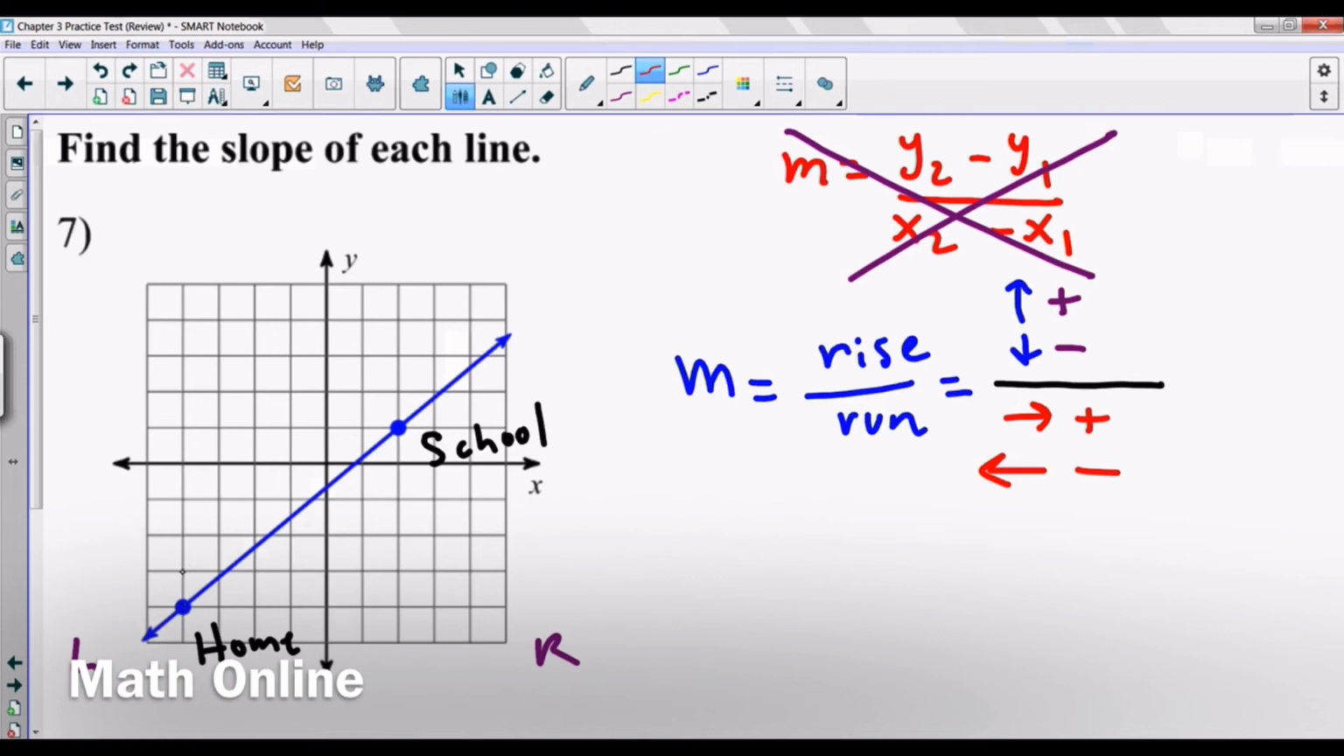And I would go 1, 2, 3, 4, 5. So I'm going to count them. That's 5 units, right? So I'm going to label it there, 5 units in red. That's for the rise. You can call it rise if you want, or I also like to call it delta y, and then delta x. M is equal to delta y over delta x, which is the same thing as rise over run, or the change in y over the change in x, okay?